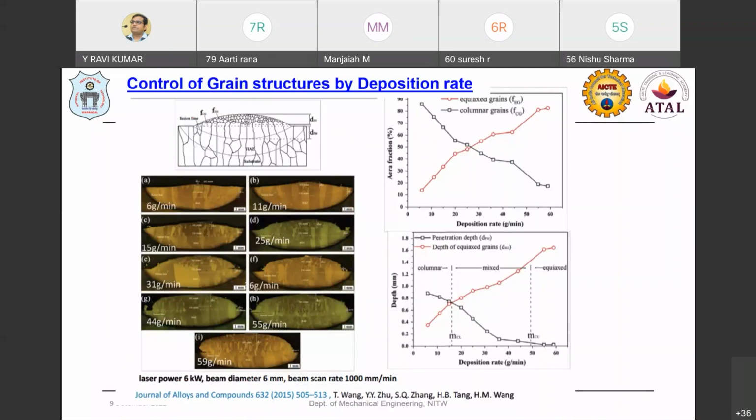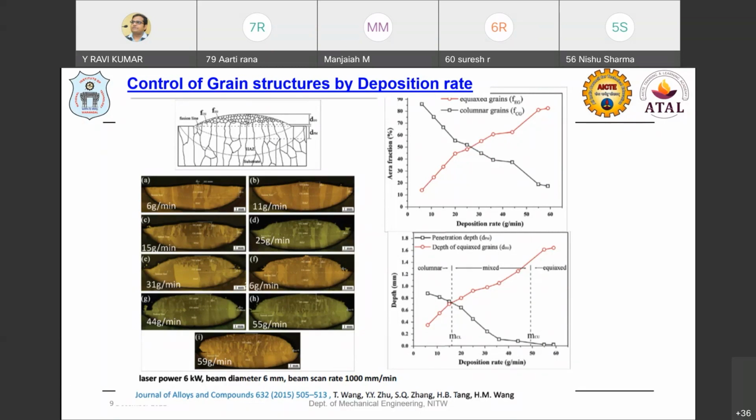See, one of the researchers tried varying the powder flow rate and the deposition rates with the same constant laser power as well as scan speed. They made this attempt because when you supply more powder, the energy density is going to be stable, but the energy required to melt the material is going to vary as the powder increases. That's why, even if you supply 6 gram of powder, 11 gram, 15 gram, 25 gram, 31 gram, 44 gram, or 55 gram of powder, you are going to have variations.